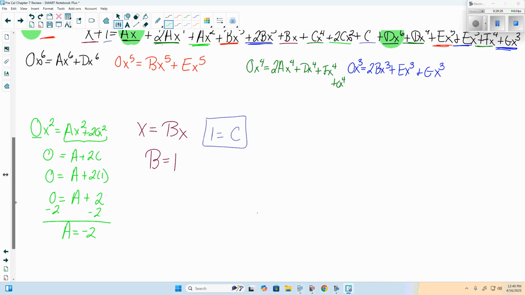Well, I'm just going to look at x to the 6th, because we know that these are both, again, like terms, yes? So the value of A and the value of D should add together to give us what? 0 still, yes? What's A? So -2 plus D should give us 0, yes? D is 2.